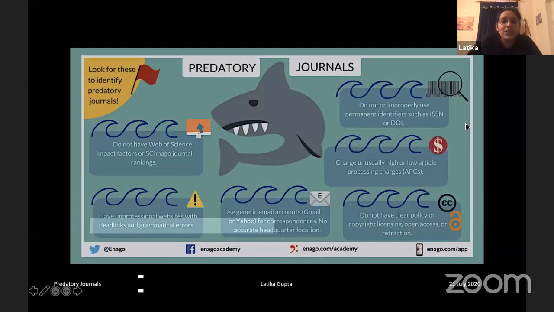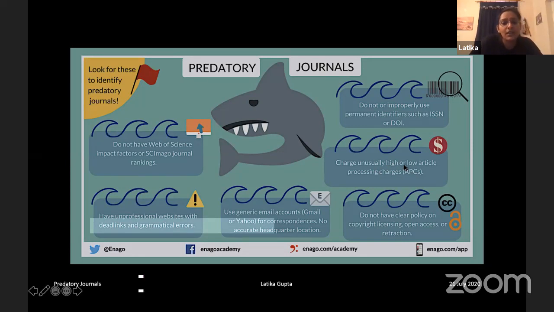So some of the features which can help you identify predatory journals is they do not have a Web of Science impact factor or a SCImago journal ranking. Oftentimes they can have unprofessional websites with dead links and grammatical errors. They often use generic email accounts like Gmail, Yahoo, Hotmail, or any of those rather than a formal journal ID. And they do not have a clear policy on copyright licensing, open access, or retraction.